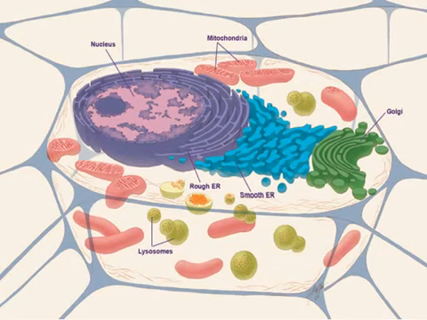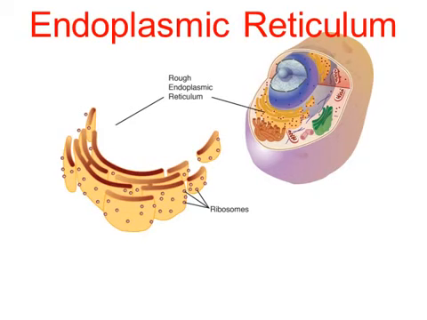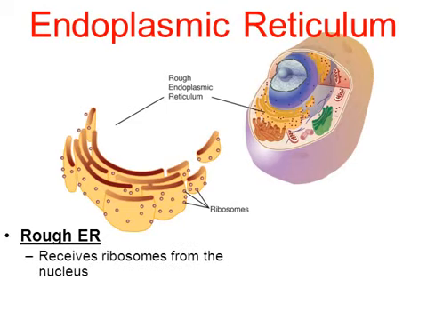So we come back here, we have the box highlighting the rough ER and the smooth ER. Let's zoom in and take a closer look at the endoplasmic reticulum. Okay, first of all, there are 2 kinds of ER. Let's look at the rough ER first. The ER stands for endoplasmic reticulum. The rough ER, the reason it's called rough is that it's covered in ribosomes.